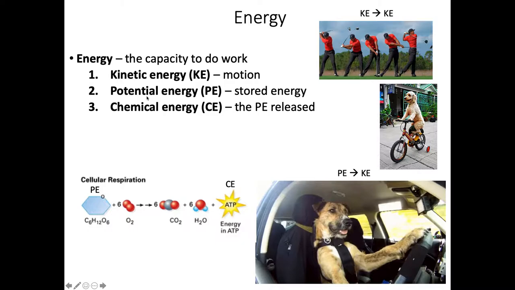Another type of energy is potential energy. Potential energy is stored energy in the structure of bonds, the structure of a molecule, or even the location of a molecule. For instance, it's a silly example, but this dog here has potential because of his structure, the bonds of his molecules. He can transform that potential energy into kinetic energy when he moves his paw and turns the steering wheel of a car to turn the car.